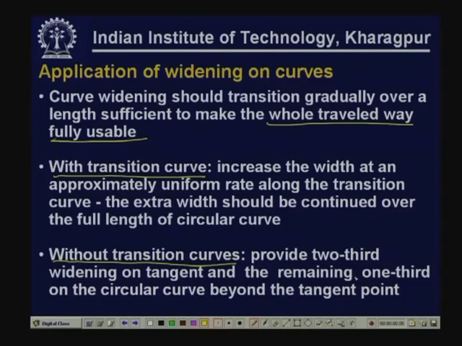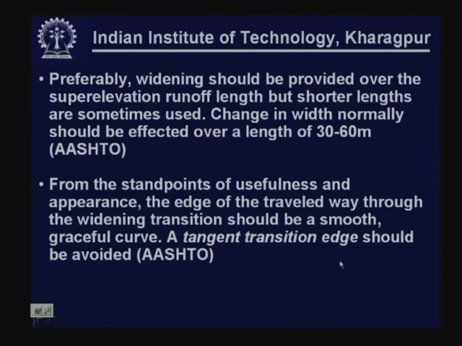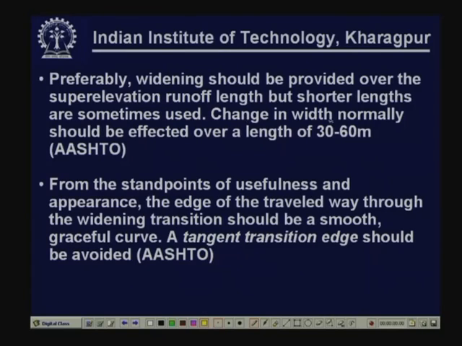For super elevation also a similar approach was taken. So, here also 2/3 and 1/3, sometimes it is 50%, that kind of distribution is done. Now, preferably widening should be provided over the super elevation runoff length, but sometimes shorter lengths are also used. Now, change in width normally should be effected over a length of 30 to 60 meter as per the recommendation of AASHTO. AASHTO states that it should be done over a length of 30 to 60 meter, neither too long nor too short a length.